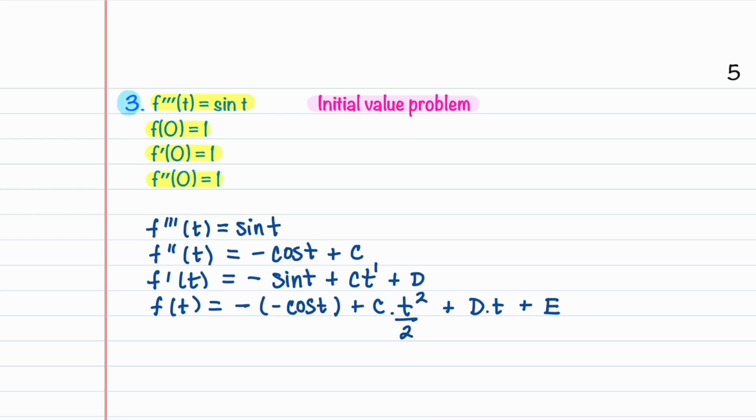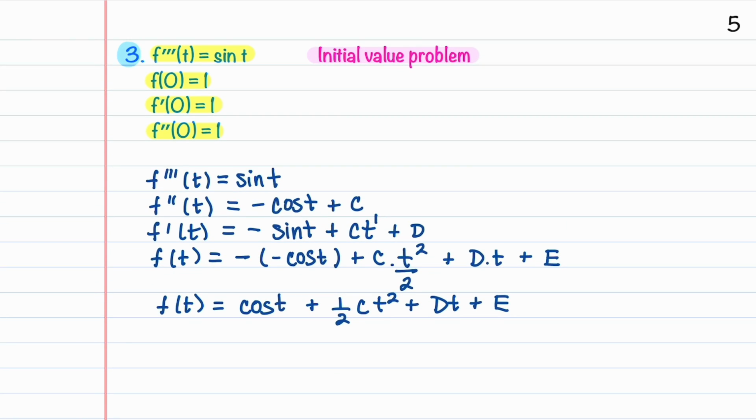Now let's go ahead and simplify this. We have f of t is equal to cosine t plus 1/2 c t squared plus dt plus e. Now what we want to do is find c, d, and e. And to do that, we are going to use the 3 conditions that were given up here in our original problem. Let's start with f double prime at 0.